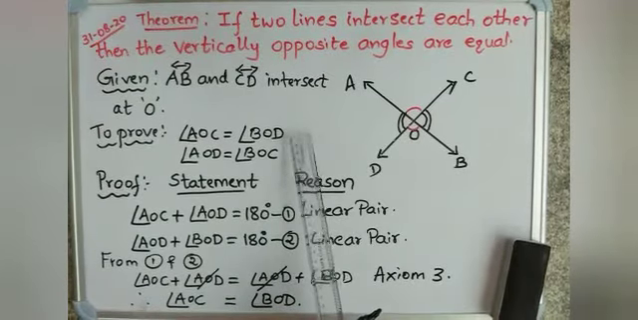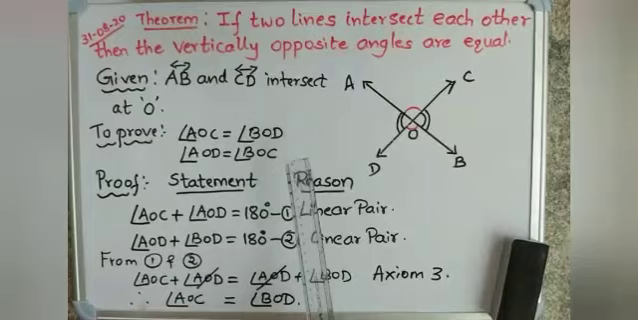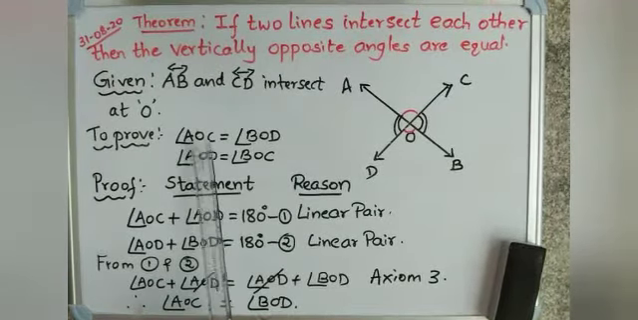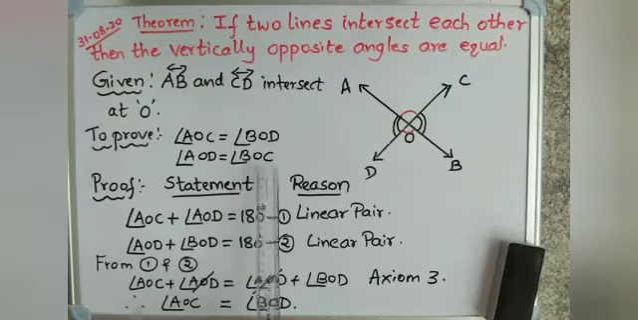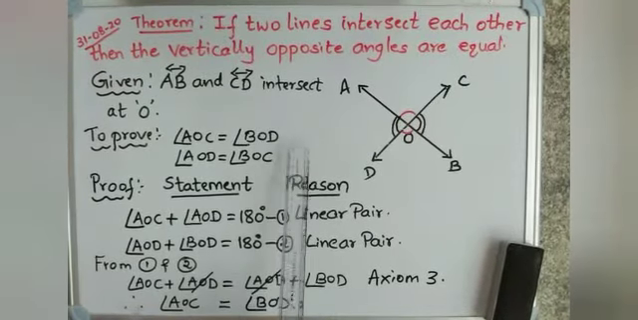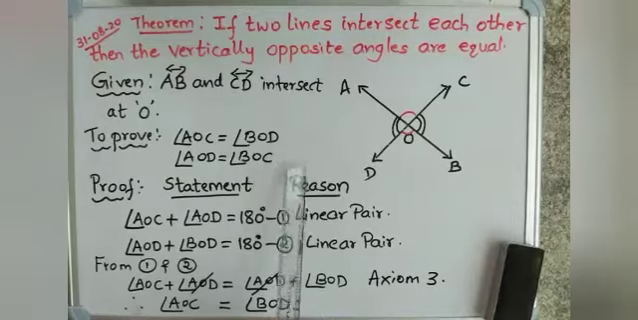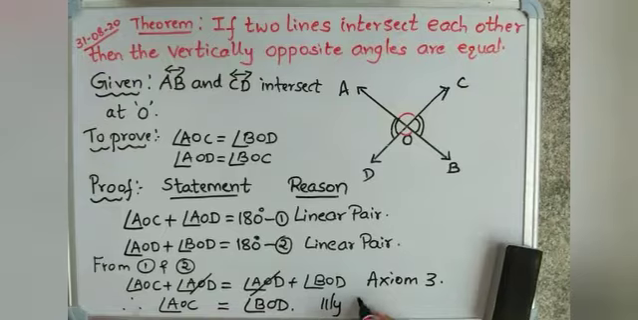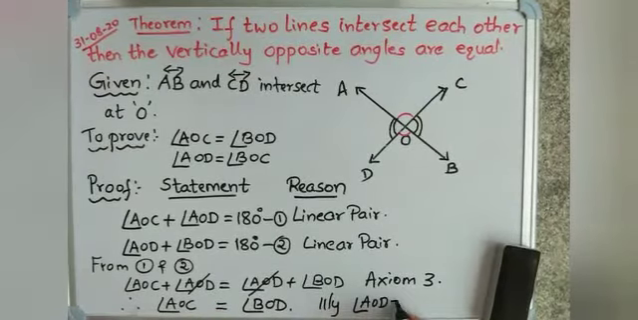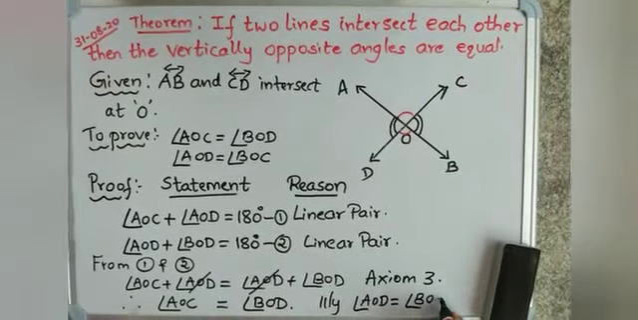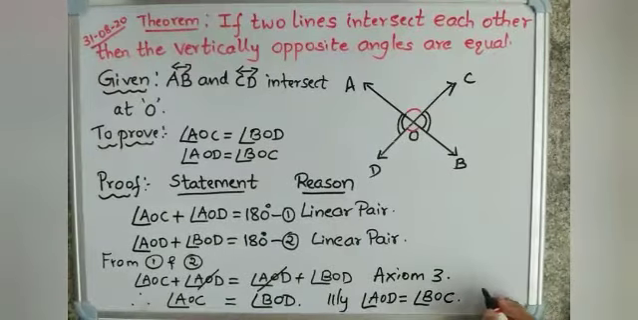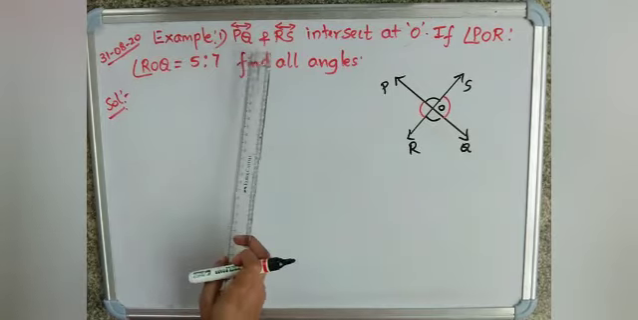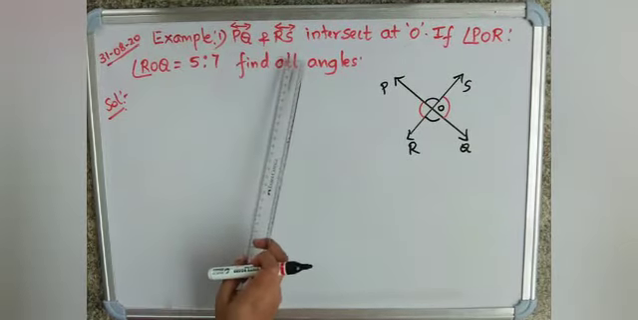So, we have proved here to prove AOC is equal to BOD. Similarly, you can prove AOD is also equal to BOC. So, two sets of vertically opposite angles are equal. So, I am going to write here only. Similarly, angle AOD is also equal to angle BOC. Hence, it is proved.